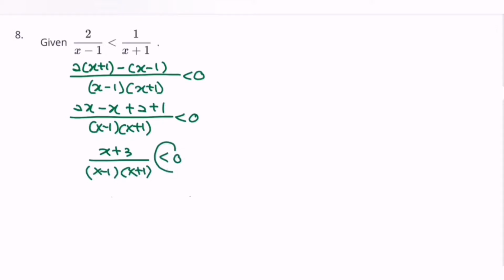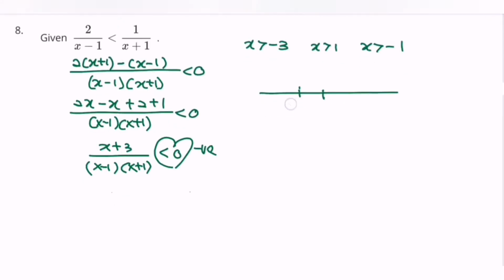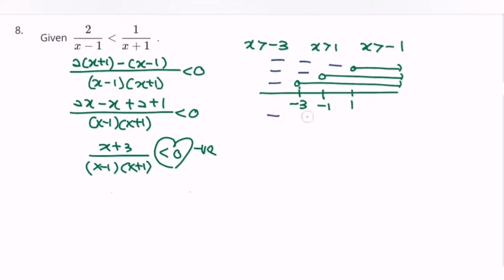So select the sign. We have the negative sign. So x greater than negative 3, x greater than 1, x greater than negative 1. Illustrate the situation in a real number line. So here we have negative 3 followed by negative 1 and we have 1. Empty circles towards the right, empty circles towards the right, empty circle towards the right. So we have 3 levels. Fill up the negative sign. So we have negative, positive, negative and positive. We are going to select the negative region because of this part.